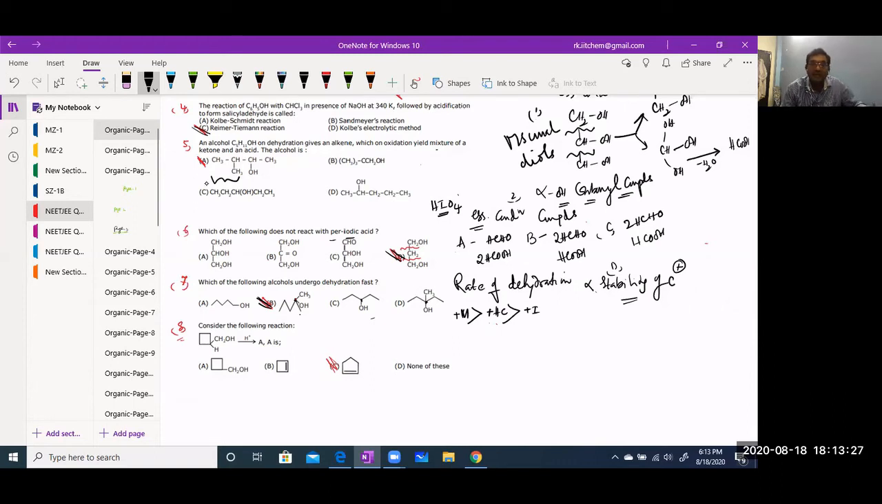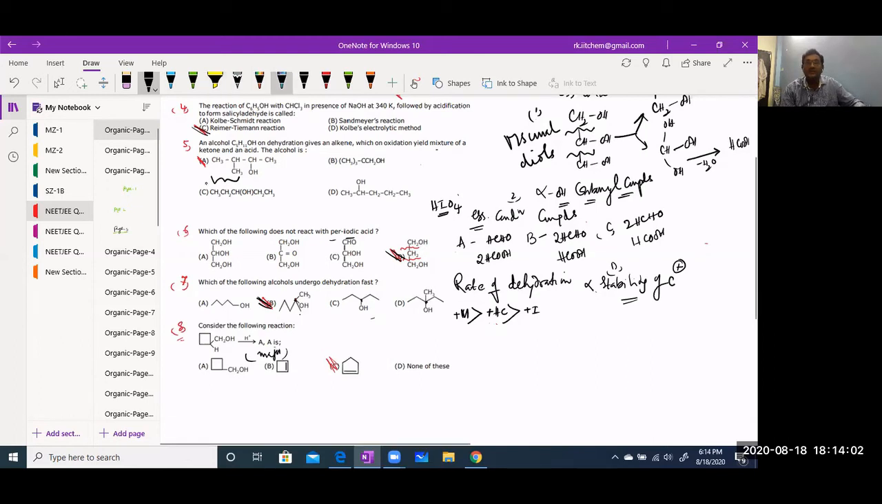Let me do this also, children. Consider the following reaction. Very simple reactions, children. Cyclobutyl methanol. That's going to have this, CH2OH. The CH2 group is out of the ring here, in the presence of acid. A is the major product. That's the question. What's the major product? We should write major product, right?